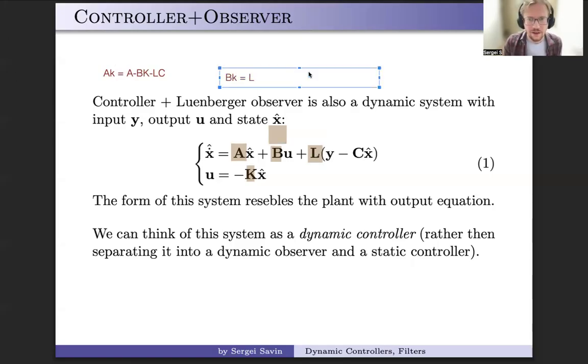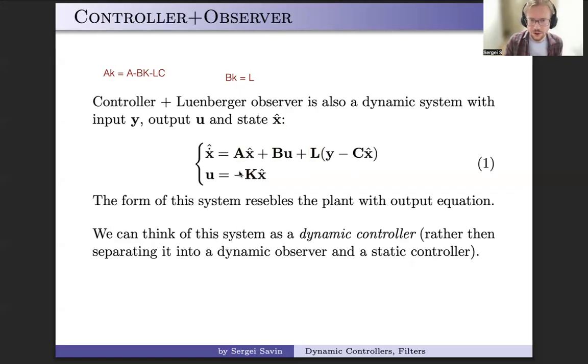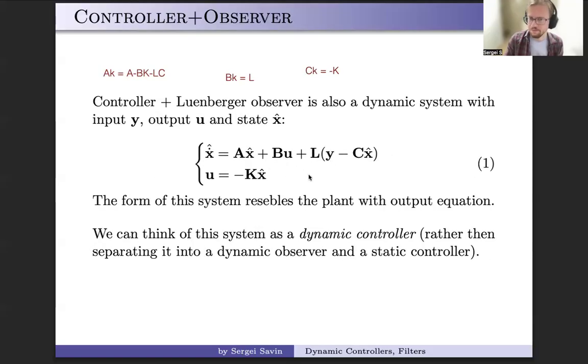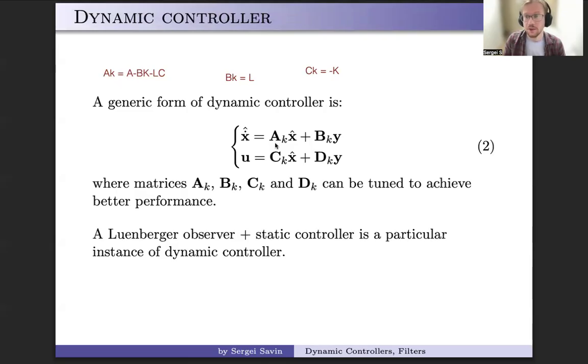All right. Let's go to the next slide again. What is CK? Well, it is minus K. Okay, so what is DK? 0. There is no feed through. So you can see that the Luenberger observer is somehow an instance of this general form dynamic controller.